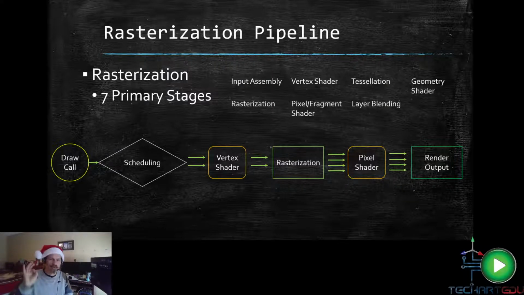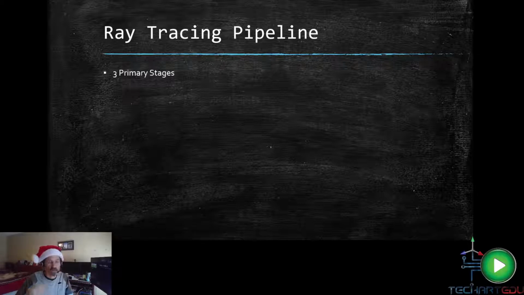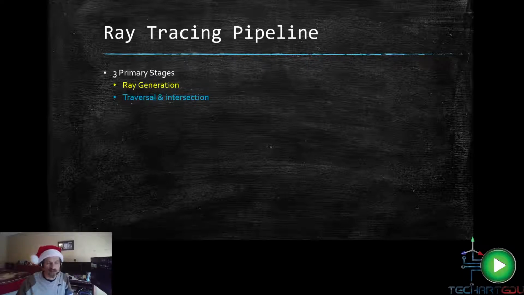Now, the ray tracing pipeline turns all this on its head. It changes everything. Everything's going to change. There are now 3 primary stages instead of 7. And they are the ray generation, the ray traversal and intersection, and then the ray shading portion. Okay, 3 stages. Now, there's going to be a lot of organization. Why?